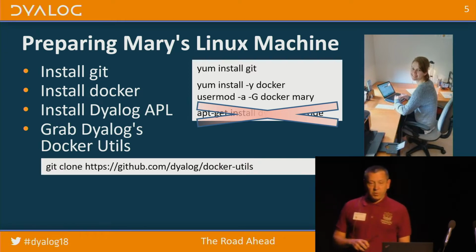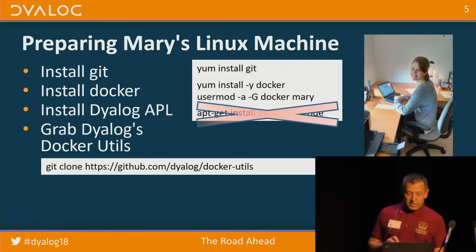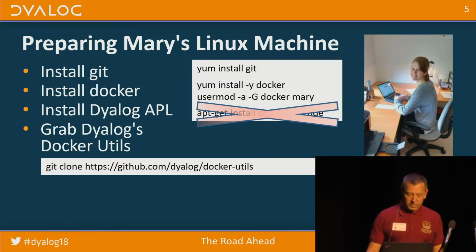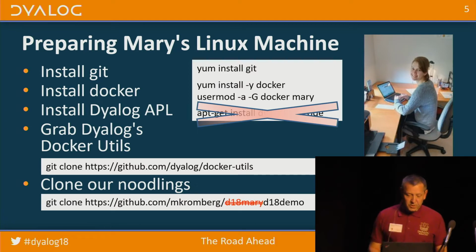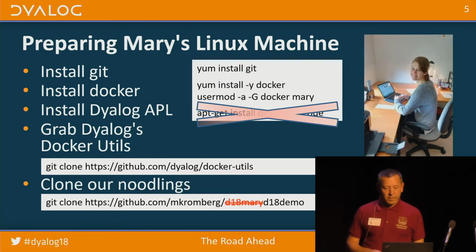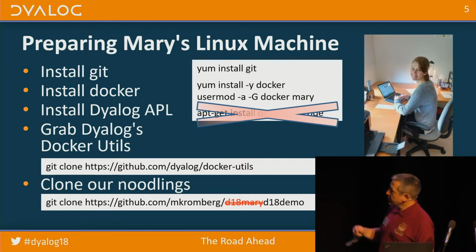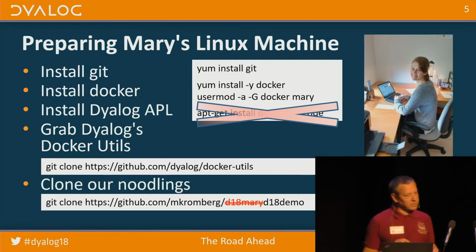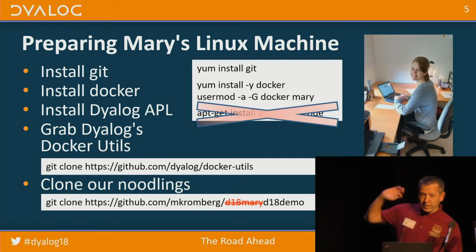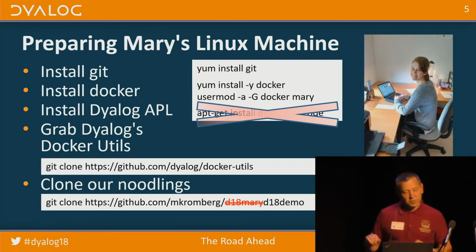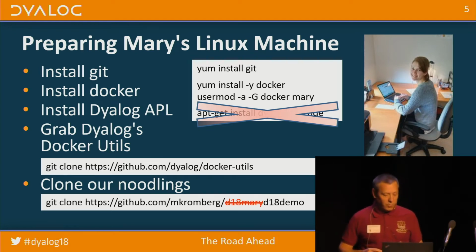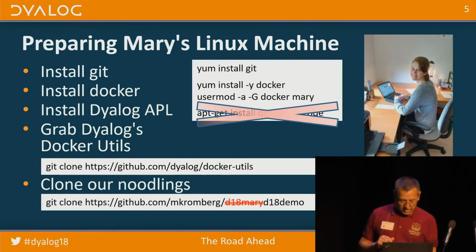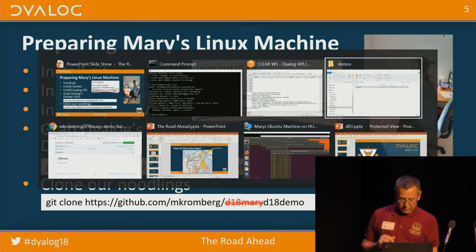So there's a little repository with some script files that she needs that she can get just by doing a git clone of docker-utils. And then she needs to clone the repository that we just built. And instead of this D18 Mary that just contains two files that I created, I've actually created a whole bunch of stuff that I'm going to demo. So there's a more comprehensive repository. So she's done all these things, and now we're ready to go over to her machine.